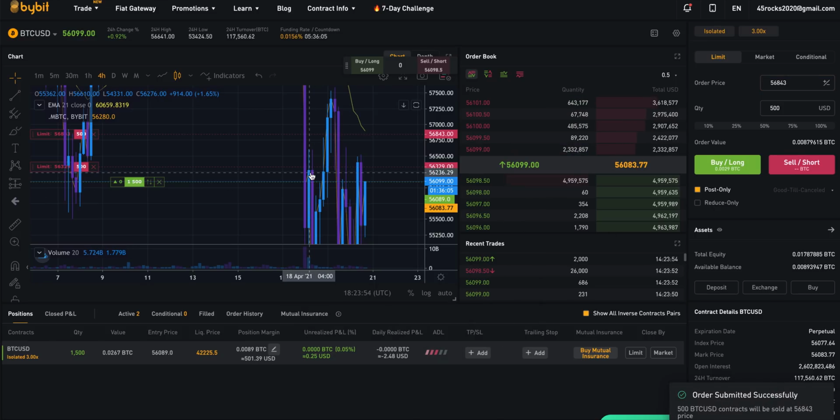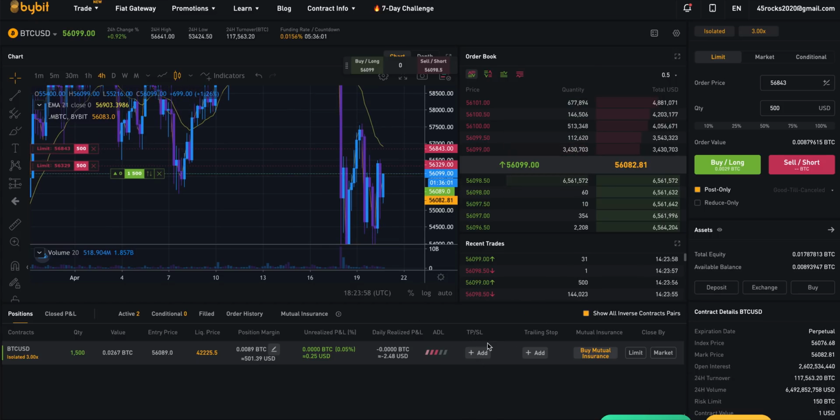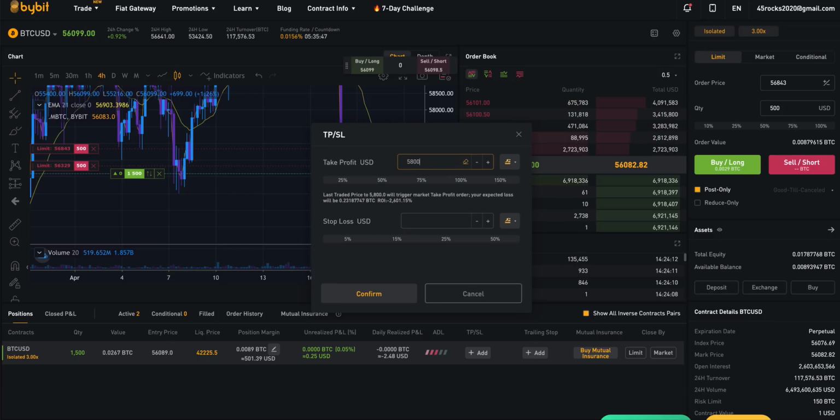And you can also set a market take profit order simply by coming here where it says TP/SL, and you can set take profit at whatever price you want, and this will close your entire position, okay? So if you want to close your entire position at 58K, right, 58,000, you just type in 58,000 and click confirm.